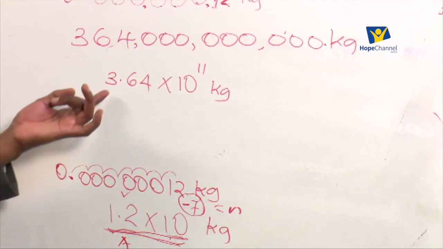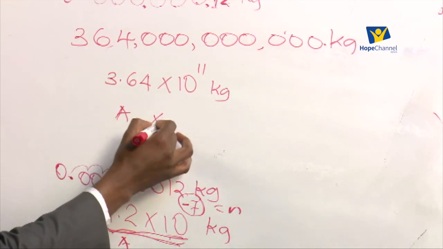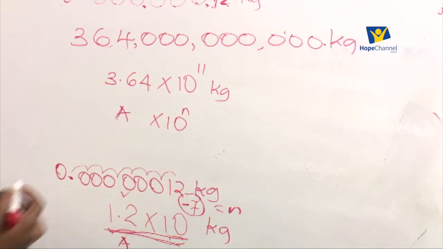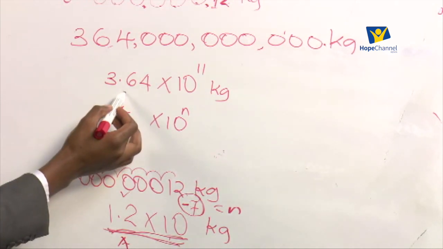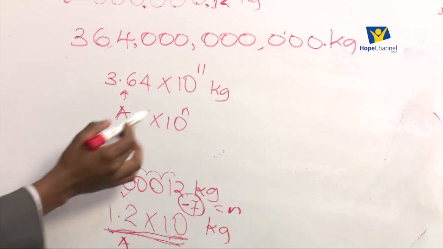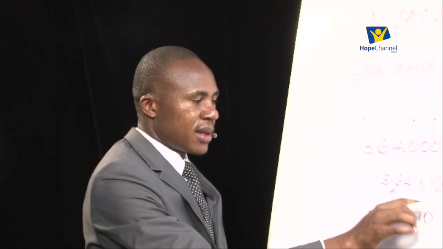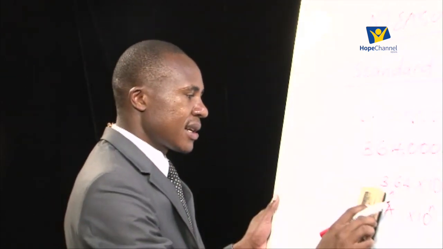So if we look at the 3.64, it becomes the A, then times 10 raised to power n. So A here is 3.64, and our n is equivalent to 11. So 11 is an integer. An integer is simply a whole number, and so this is also correct. So that number is written in standard form.